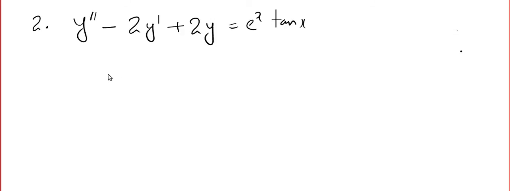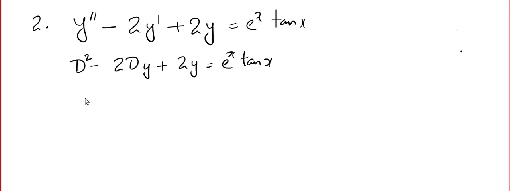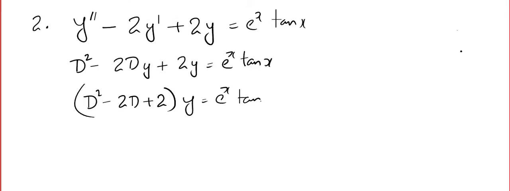So step number 1. Now I remember the steps. You are already familiar with the steps. So tell me please, what is step number 1? Exactly, auxiliary equation. But before that, let's put everything into capital D. Let's not forget our pattern. So we get D square minus 2D plus 2 of y is equal to e power x tan x. So first thing, auxiliary equation, m square minus 2m plus 2 equal to 0.